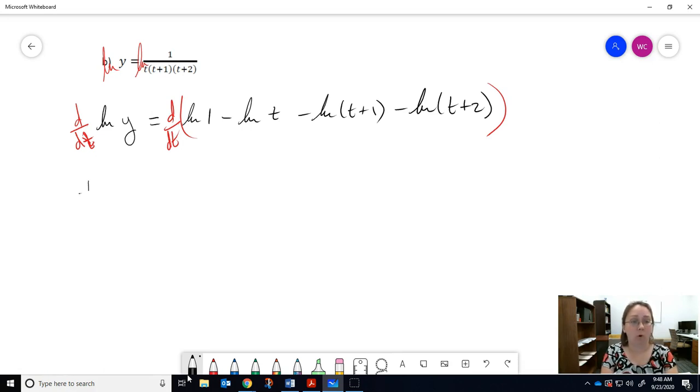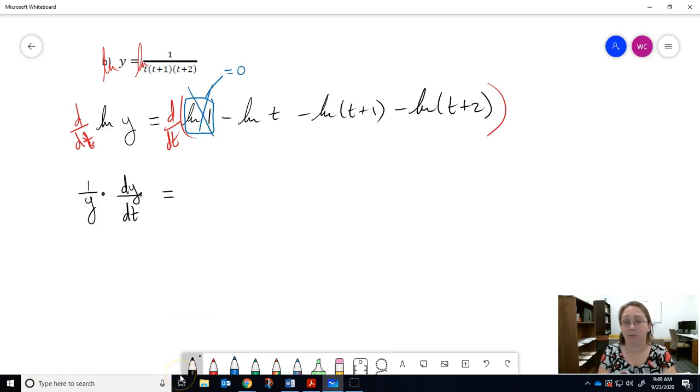Derivative of ln, 1 over the inside times the derivative of the inside with respect to t equals. On the right-hand side, well, let's talk about this guy right here. What is this? ln of 1. Well, he's actually equal to 0, so he's actually gone. We don't even need to worry about him. I could have simplified him earlier, but I missed it.